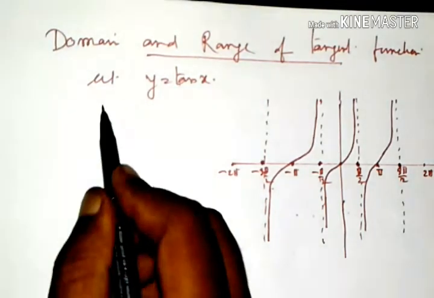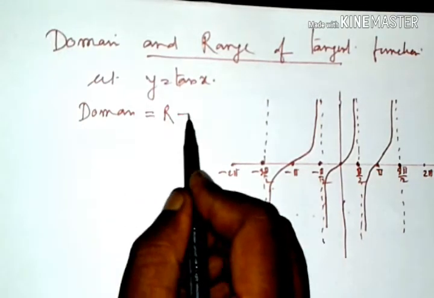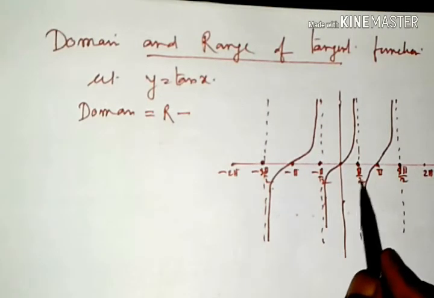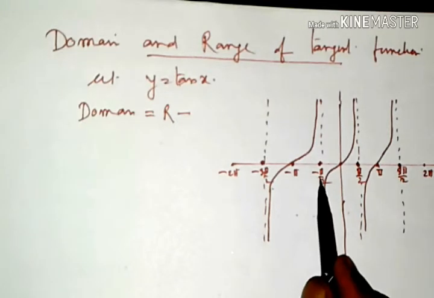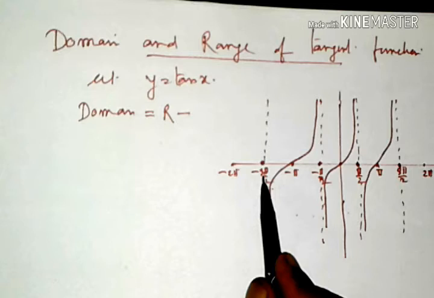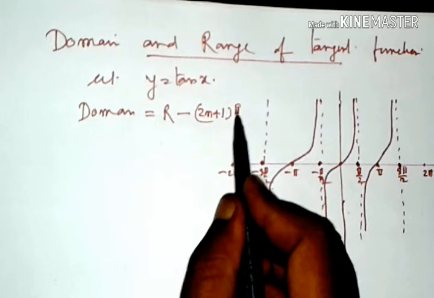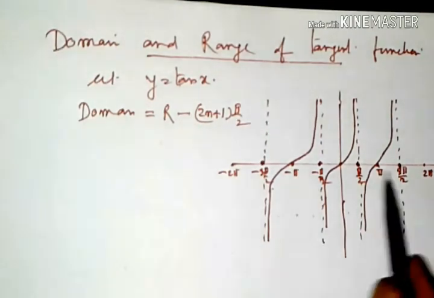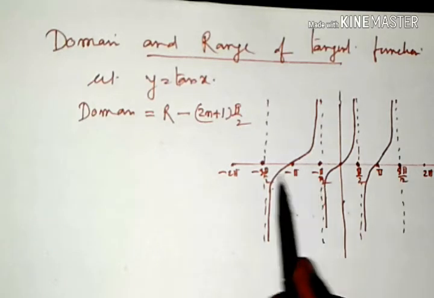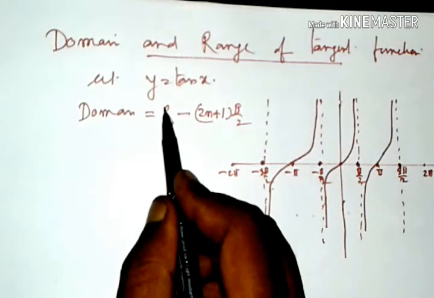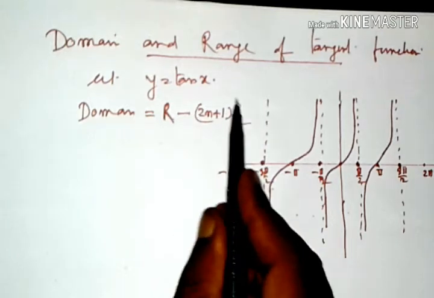the tangent function. So here the domain is all real numbers, but we cannot put pi by 2, we cannot put minus pi by 2, we cannot put 3 pi by 2, we cannot put minus 3 pi by 2. This is the representation of all odd multiples of pi by 2. So the domain is real numbers, but not these.